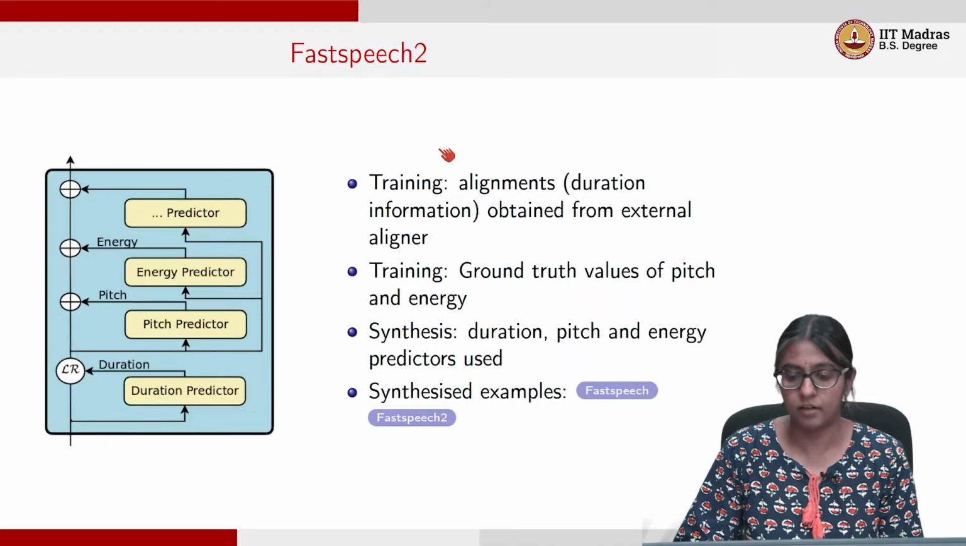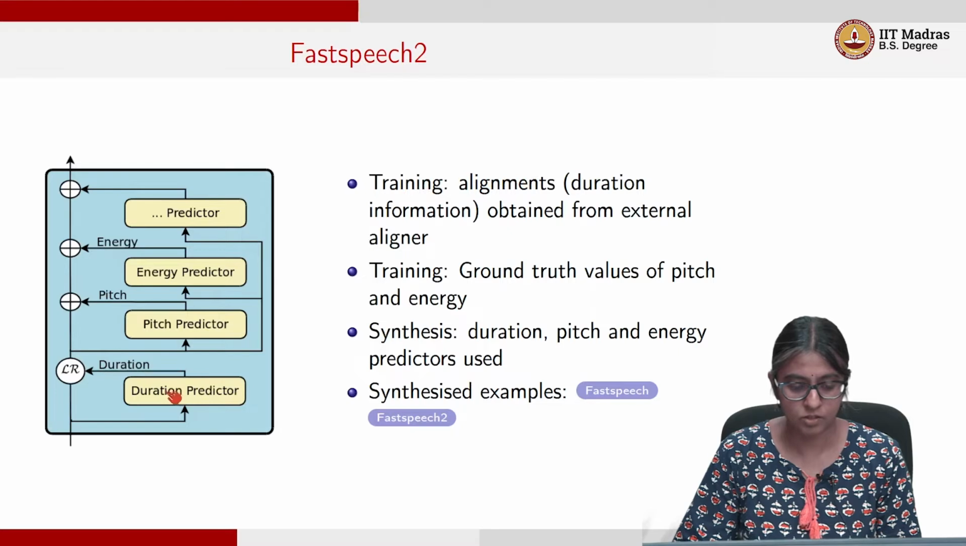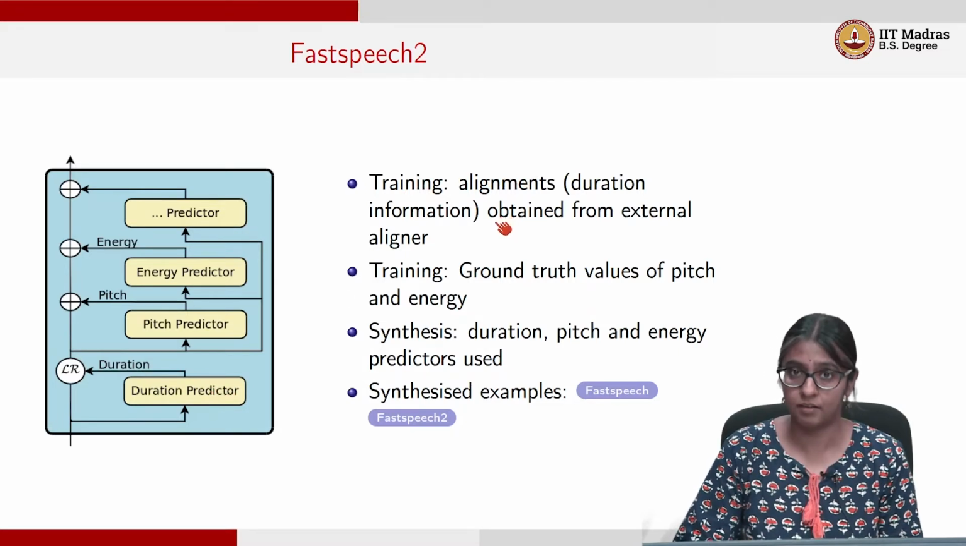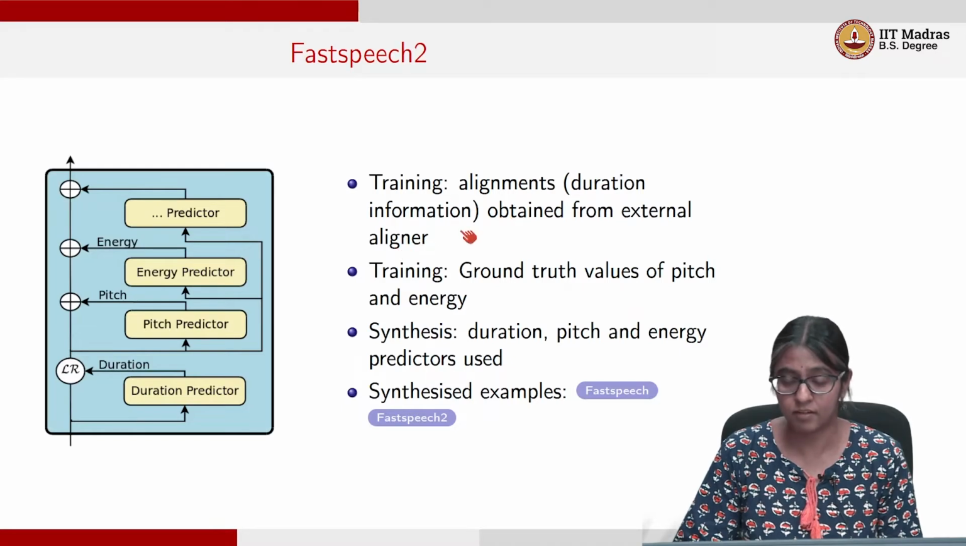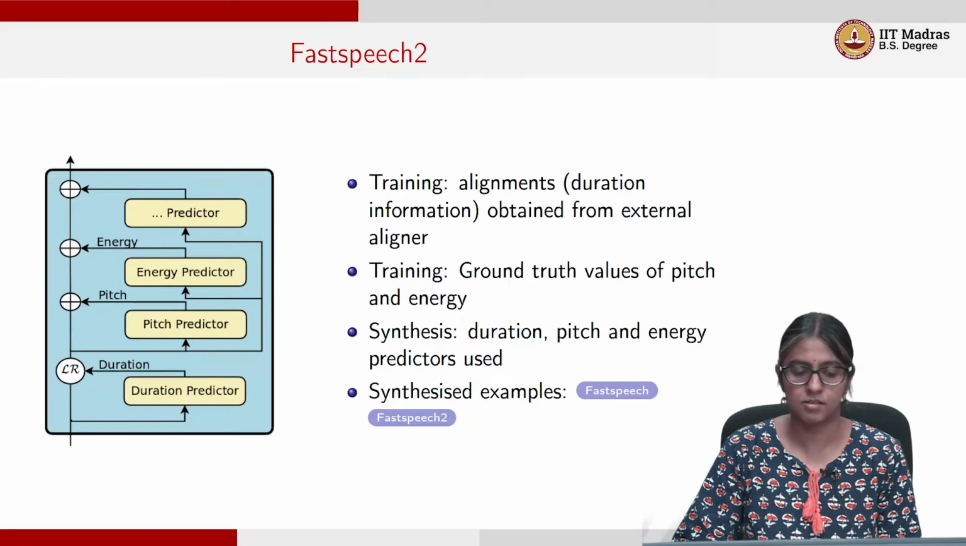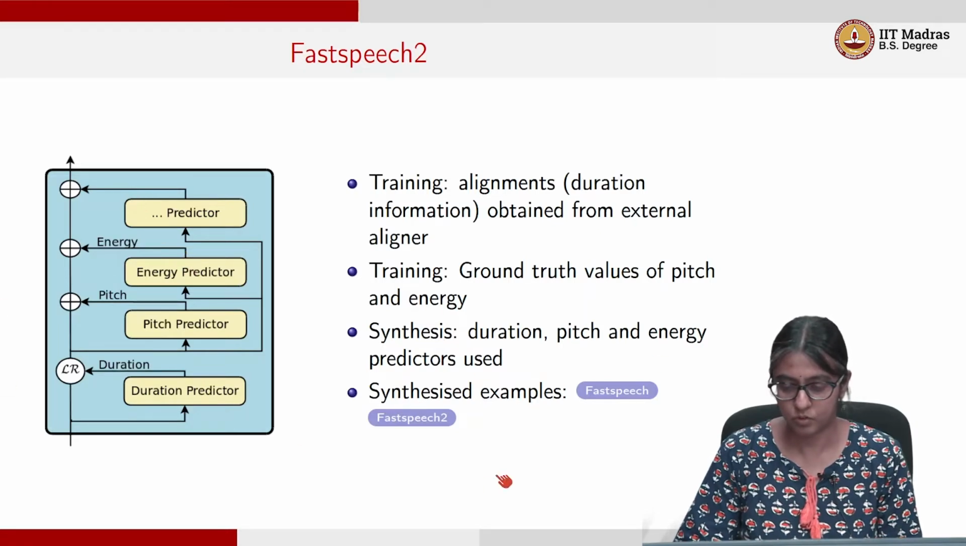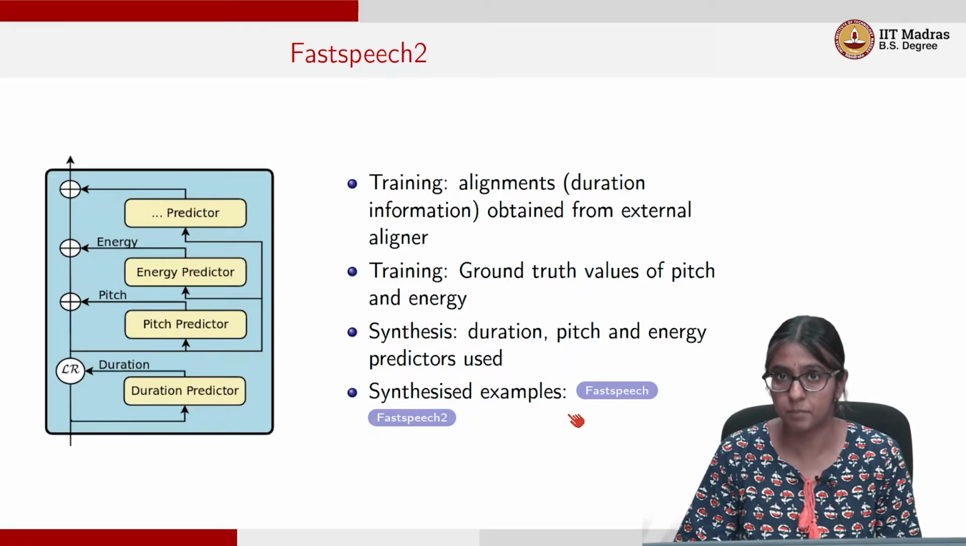So yeah, and for getting this duration prediction, for the training data, an external aligner like Montreal forced aligner or HMM based aligner can be used, and the ground truth values of energy are used during training, and in synthesis everything is predicted. So here is an example comparing FastSpeech and FastSpeech 2.